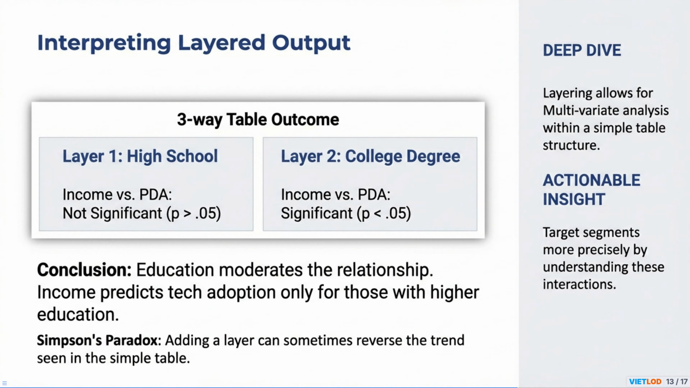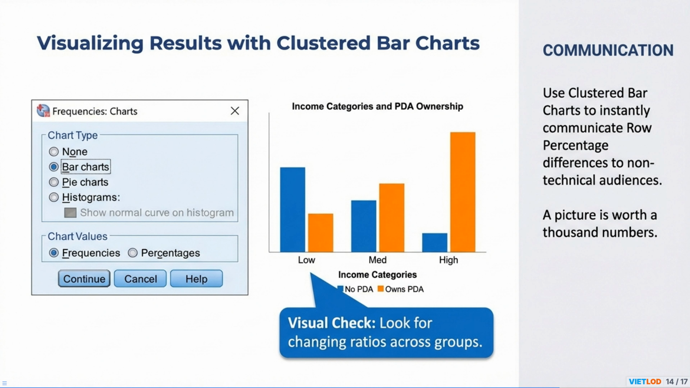We might find that the relationship between income and PDA ownership is not significant for the high school group, with a p-value greater than 0.05. But it is significant for the college degree group, with a p-value less than 0.05. This leads to a much more nuanced conclusion. Education moderates the relationship. Income only predicts tech adoption for those with higher education. This is a powerful, actionable insight for marketing, allowing us to target segments more precisely by understanding these interactions.